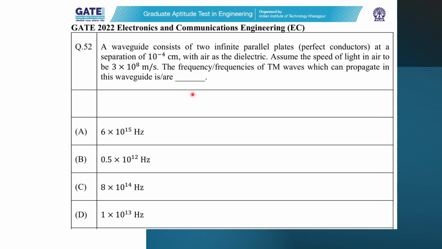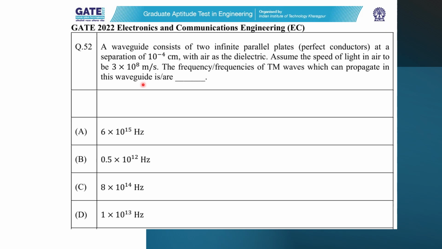In this question, the information about the waveguide is given. The separation is given here, and it asks which wavelength or which frequency will propagate through this waveguide. So we have to check whether each frequency will pass or not. How can we find out?